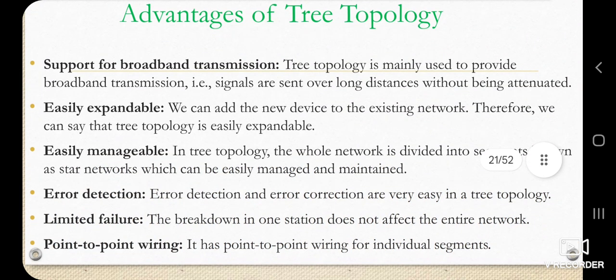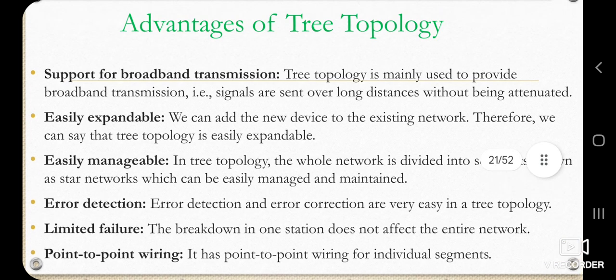Advantages: support for broadband transmission. Tree topology is mainly used to provide broadband transmission, that is, signals are sent over long distances without being attenuated. Easily expandable. We can add the new device to the existing network. Therefore, we can say that tree topology is easily expandable.